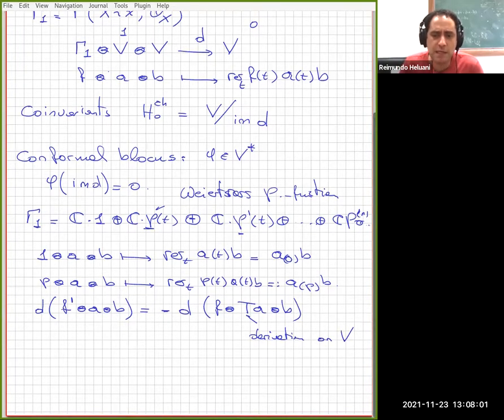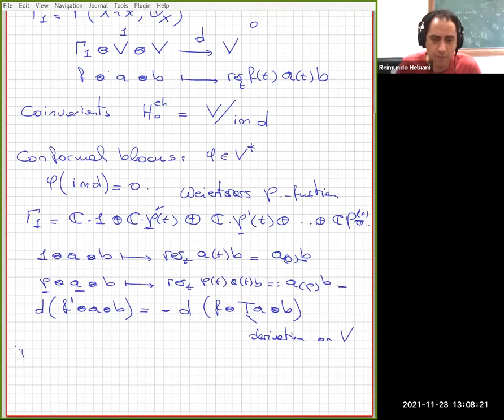So the point of this is that you can trade derivatives on your function by a derivative on the vector in the vertex algebra. So if you killed already elements of this form and you killed already elements of this form, then you kill everything else. So the space of conformal blocks is very explicit.